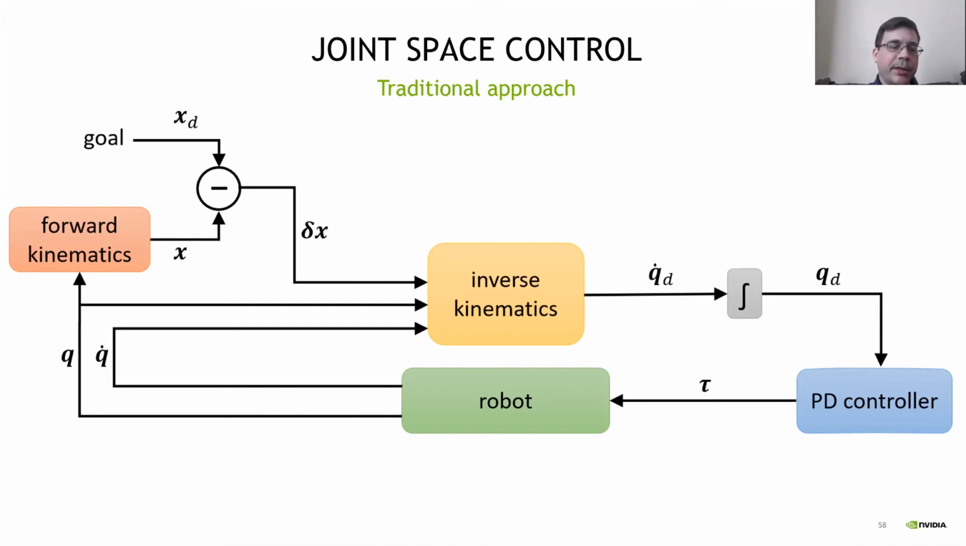The robot has joint angles Q, and Q, through forward kinematics, can be used to determine where the end effector is, x. So we know where the end effector is, we know where we want it to be. We take the difference between those, we feed that delta into inverse kinematics, and we use that to determine what the velocities of the joint angles should be in order to move the end effector closer to the goal. Okay, so this is a traditional approach.